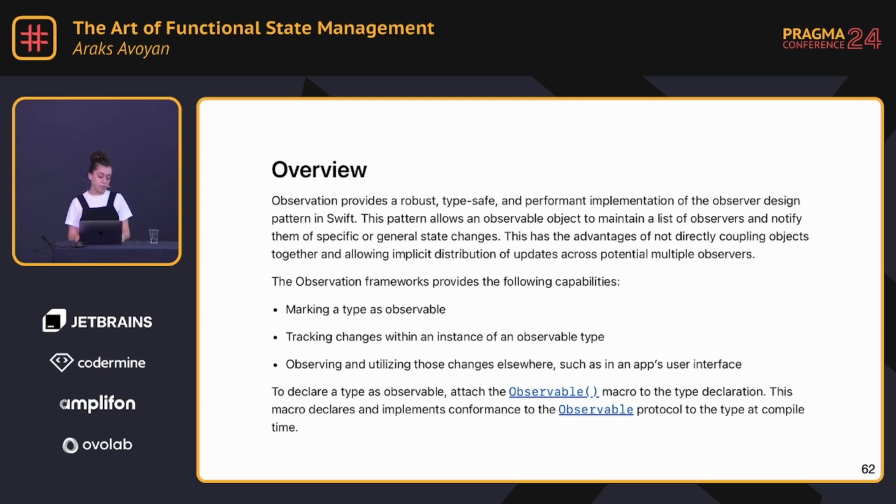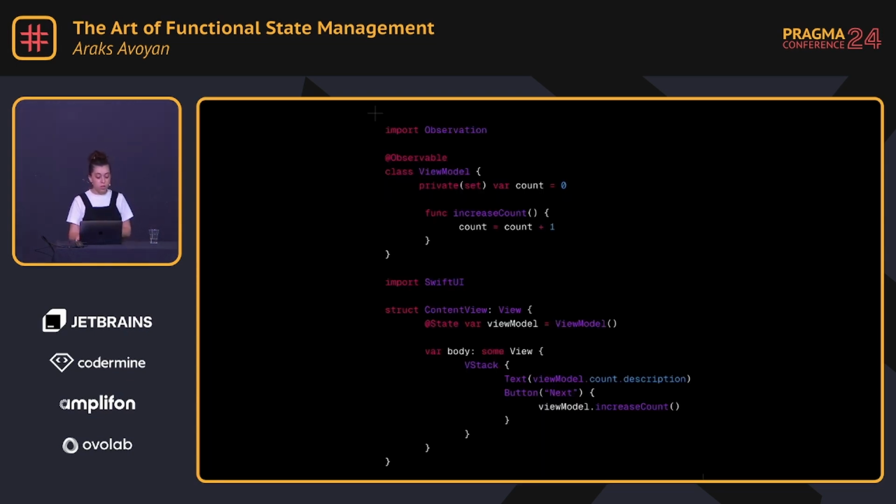When looking at the observation framework, we can see in the end that to declare a type as observable, we need to attach the observable macro to the type declaration. So let's do it, adding the observable macro to our view model, and removing every part of the code that has anything to do with Combine. This includes the published property wrapper, as well as conforming to the observable object protocol.